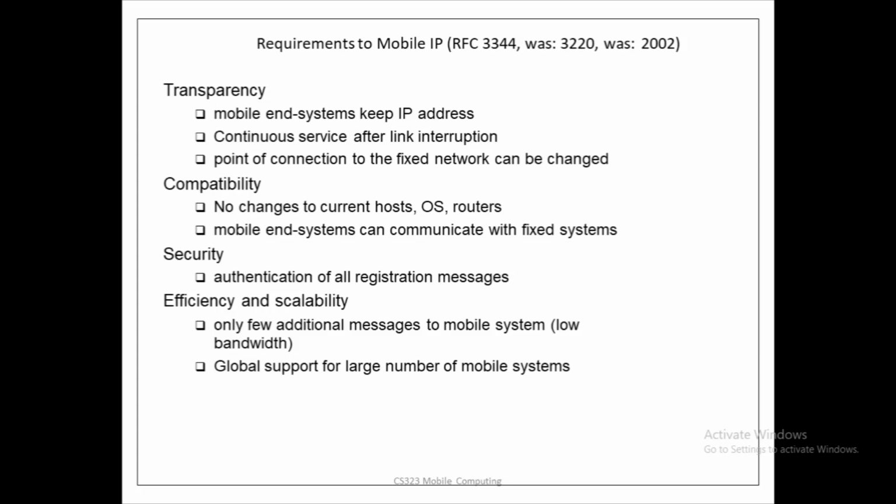The fourth requirement is efficiency and scalability, right? Only a few additional messages to the mobile system with low bandwidth, and global support for a large number of mobile systems. Introducing new mechanisms to the internet must not affect its efficiency. So these are the four requirements for mobile IP that we discussed here.